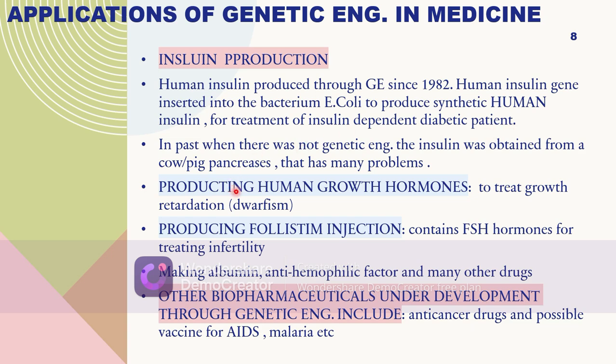It is also used in human growth hormones, to treat growth retardation, like in dwarfism. It is also used in follicle stimulating hormone, which is produced as a follicle injection containing follicle stimulating hormone, used to treat infertility in males and females. Other biopharmaceuticals under development through genetic engineering include anti-cancer drugs and possible vaccines for AIDS and malaria.